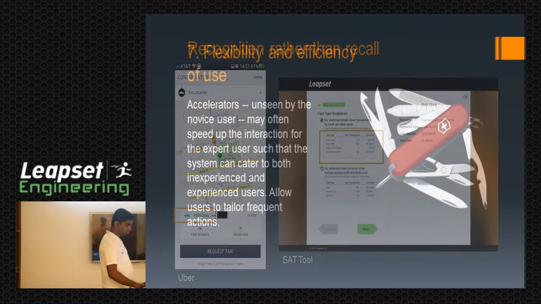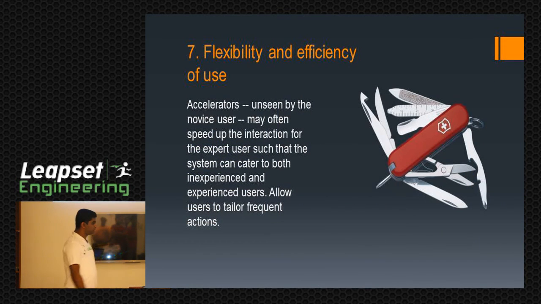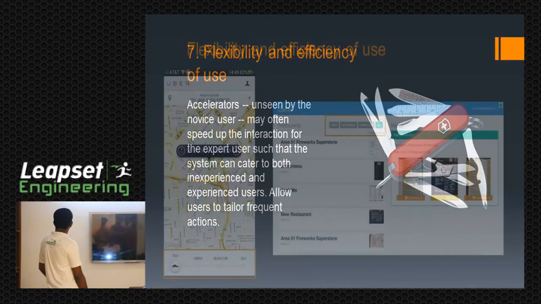So let's go to the next. The seventh principle, or heuristic, is flexibility and efficiency of use. Your software should be flexible and efficient. You can give shortcuts to expert users while providing menus to novice users. That's what it is. Let's see some real-world examples.